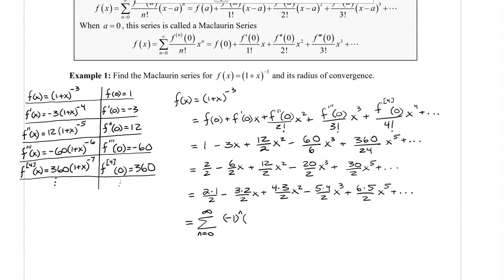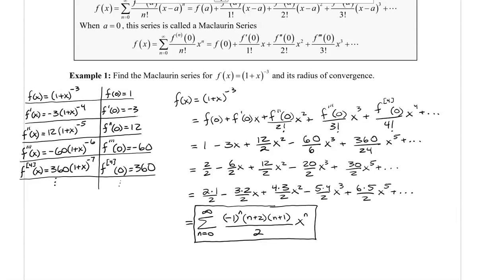In the numerator, we notice that we need to multiply 2 times 1 for the very first term. So that's going to be (n plus 2)(n plus 1). When n is 0, we're going to get 2 times 1. When n is 1, we're going to get 3 times 2. When n is 2, we're going to get 4 times 3, and so on and so forth. And then on the bottom, we've got our 2 and x to the n. That is the Maclaurin series representation of the function (1 plus x) to the negative 3 power.